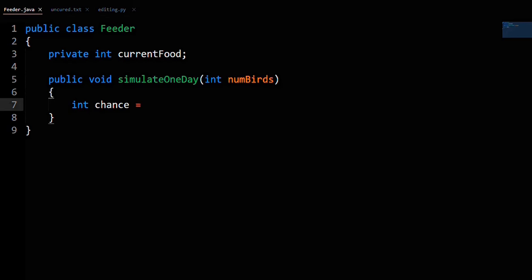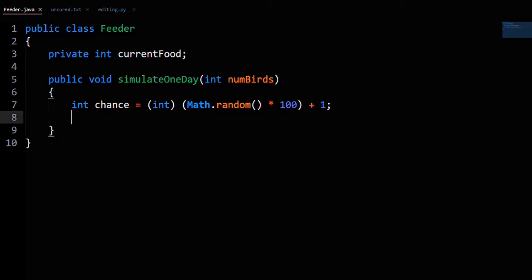Which will equal math.random times 100 plus 1 and cast that entire value to an integer. So chance will now be a number between 1 and 100.